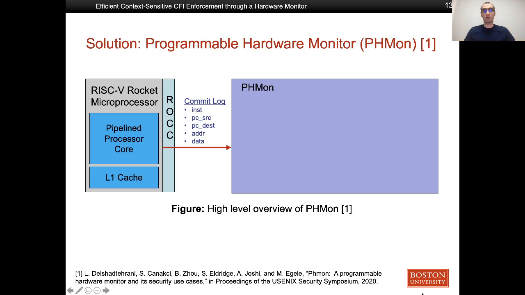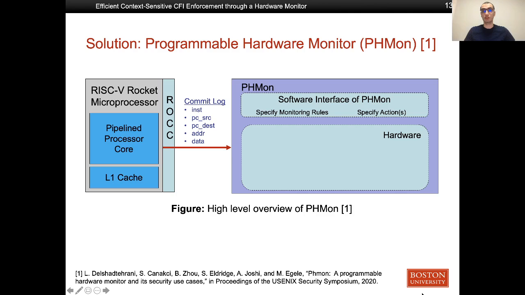When a program is running on the Rocket processor, PHMON is collecting a commit log, which includes several pieces of information such as the current instruction, the current program counter, the next program counter, and the address and the data if we are monitoring a load or store instruction. PHMON consists of two components. It has a software interface where you can define monitoring rules and actions, and the hardware component, which is monitoring the events defined by the software interface.